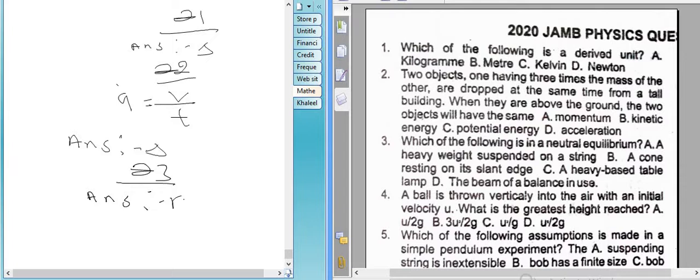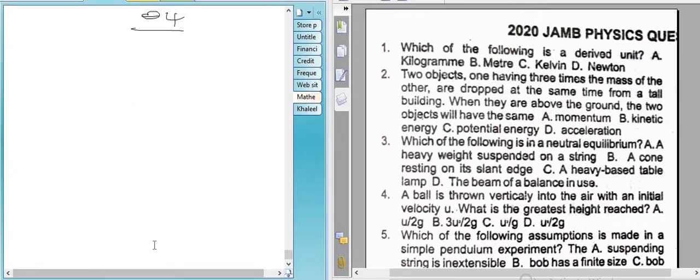So the correct option is B. Question 4. A ball is thrown vertically into the air with an initial velocity u. What is the greatest height reached?